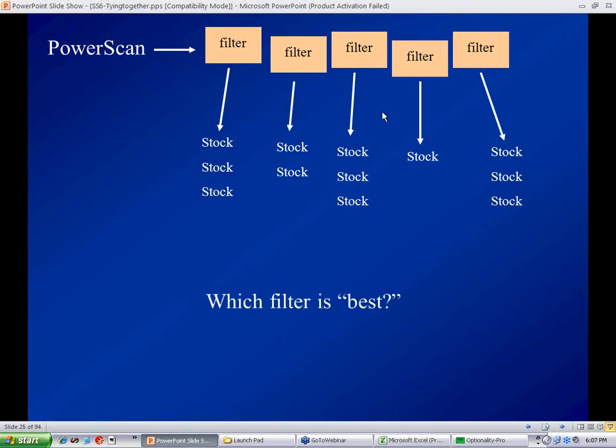The question all new people have is, which filter is best? That's a very funny question, because that's like asking what instrument do they use in a symphony, or what instrument is best, you know?